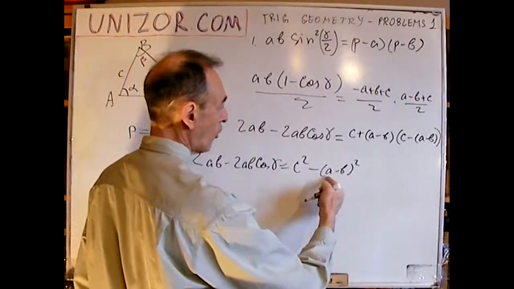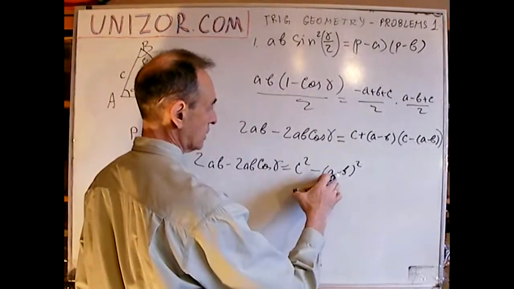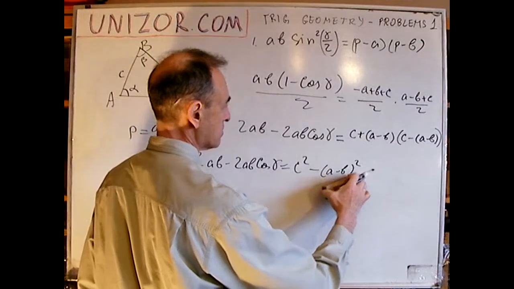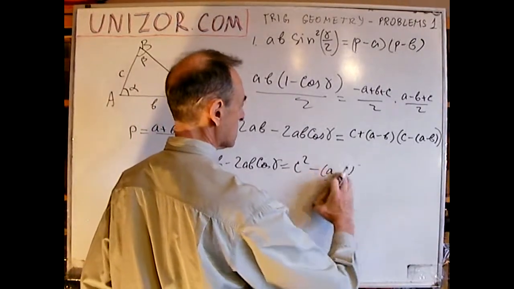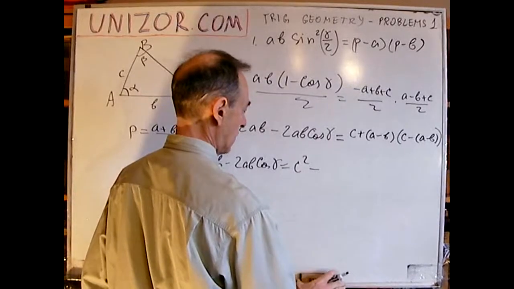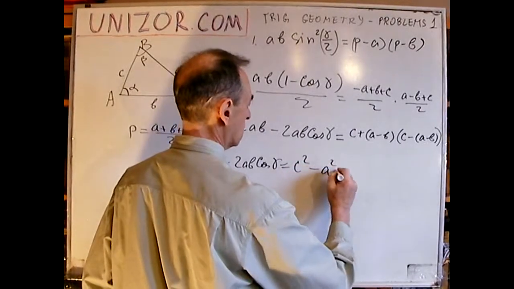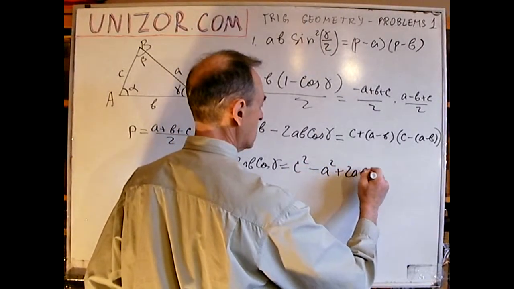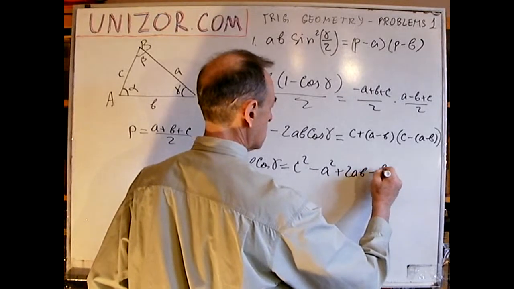Or I can open up this square and I will have what? A squared minus 2AB plus B squared, right? And everything with a minus sign. So I will have minus A squared, now plus 2AB and minus B squared, right?